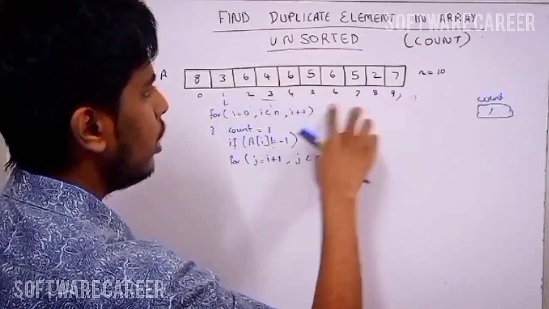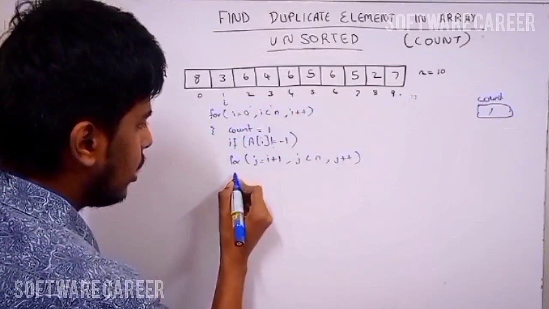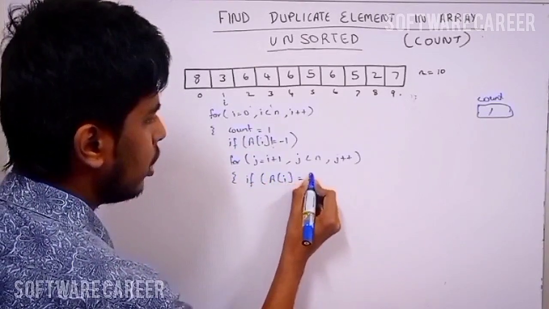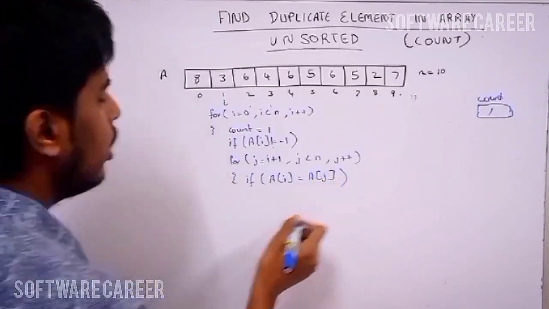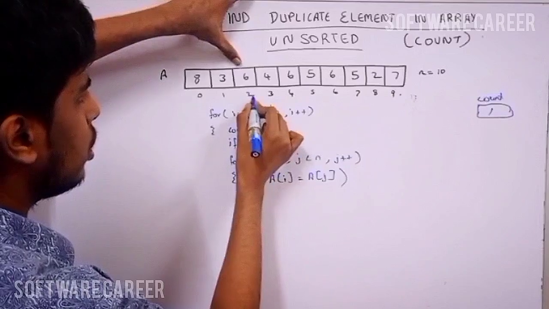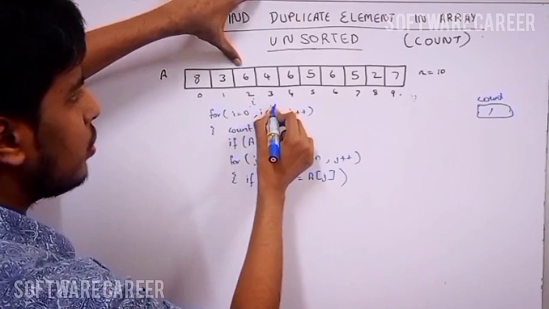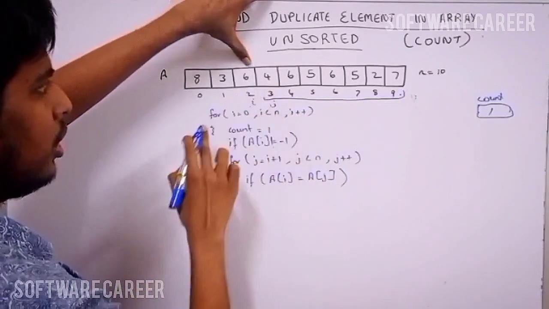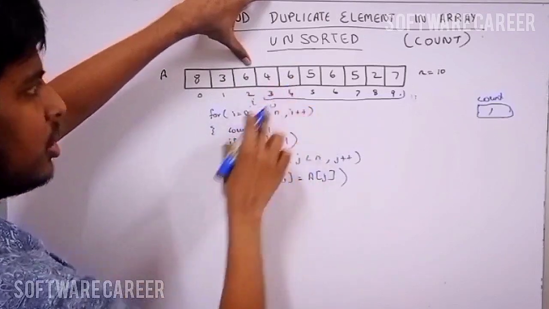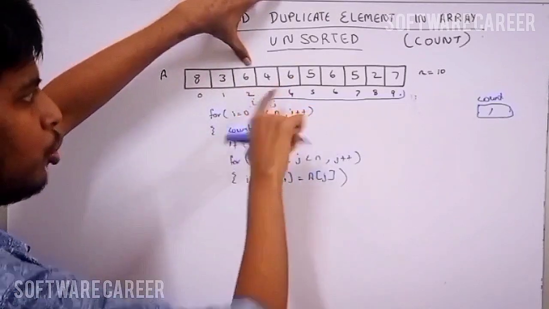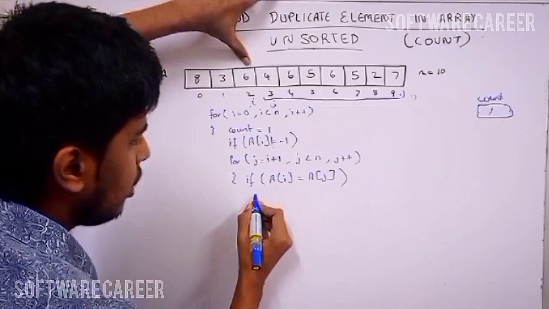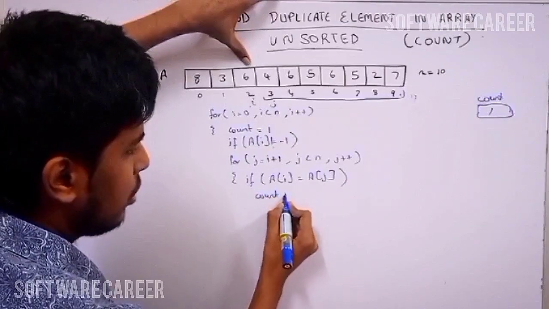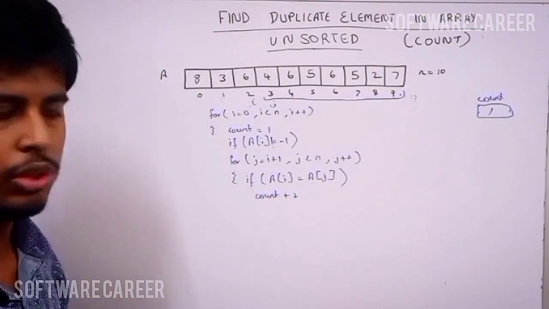Now, if a of i equals a of j, what is this condition? Suppose i is at index 2 and j ranges from 3 to 9. Now you are comparing whether 6 is present at index 3, whether 6 is present at index 4. Yeah, it's present, so you have found a duplicate element. So what should you do? You should increase the count value. The count value was 1 before. Now count equals count plus 1, that means count plus plus. This is the same as count equals count plus 1.